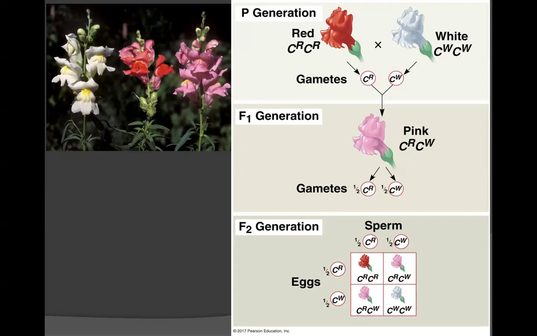If we take a look at the phenotype ratios, we can see that concept of blending in the heterozygous individual, which indicates we're dealing with incomplete dominance. So our F2 generation would be one red individual, two pink individuals, and one white individual.